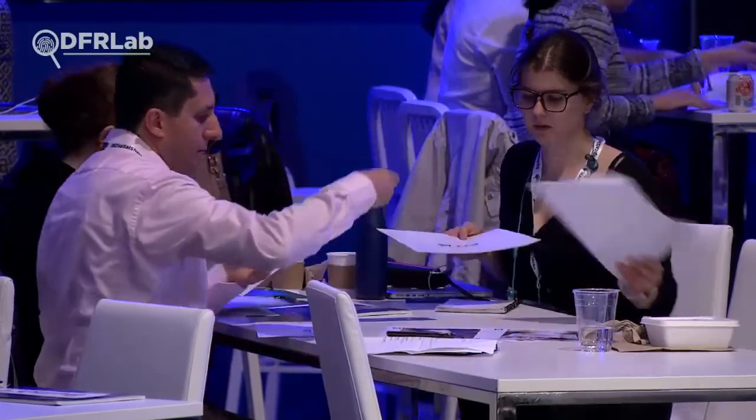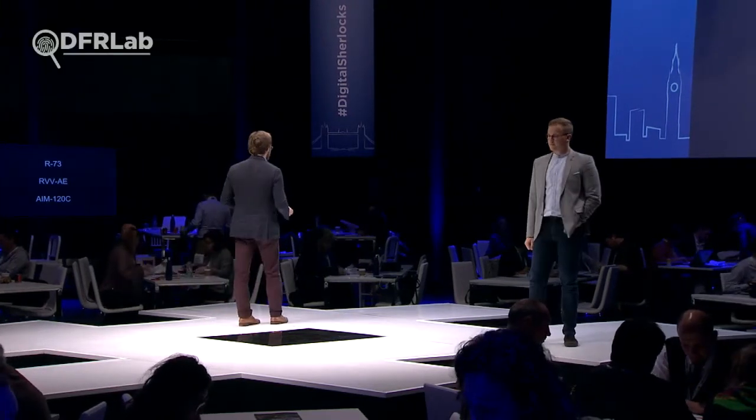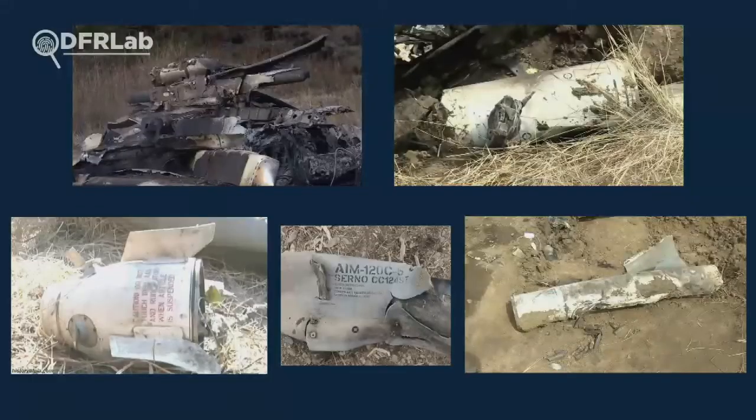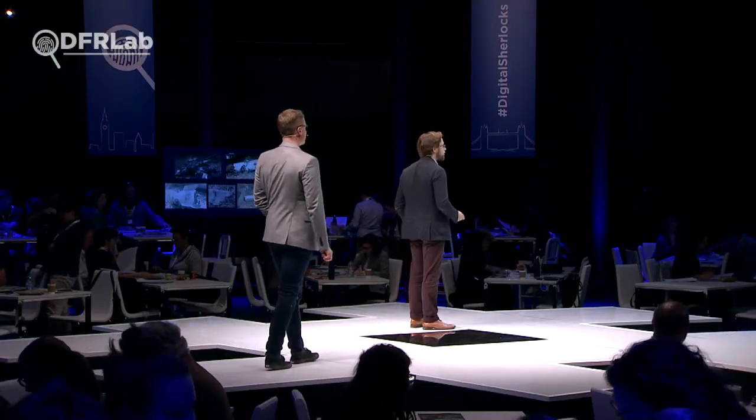That would be a missile that the F-16 would have been using. So you'll be using these reference images to determine what each of these individual images came from. Each of these images will either be an R-73, an RVV-AE, or an AIM-120C. Is that clear? OK. So once everybody has their papers out, then I think we'll get started.